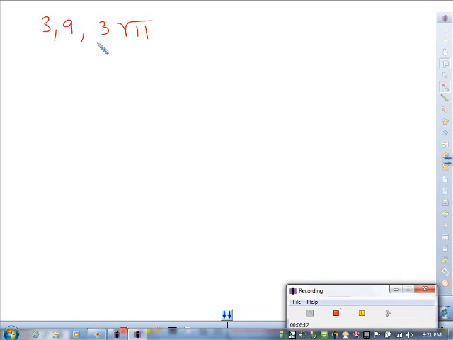Okay, so here's our problem. We first need to decide if this is even a triangle. So I need to find out what 3 square root of 11 is approximately so I can compare it. So how do we do that, Maddie?